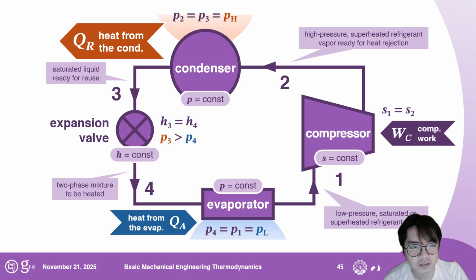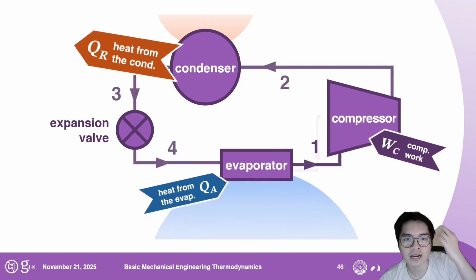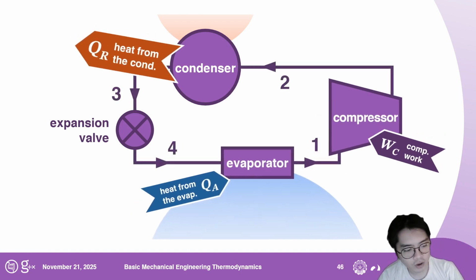Perhaps the main difference right here is the appearance of the expansion valve. Okay? And now, this is what I meant to say earlier when I said that there were 2 ways to operate a reversed cycle, right? Of course, this is the more popular way of operating it.